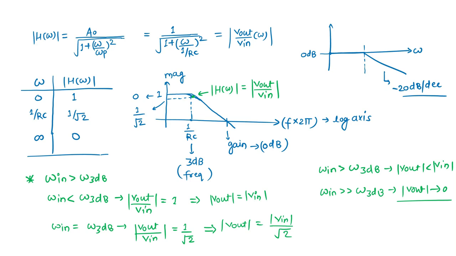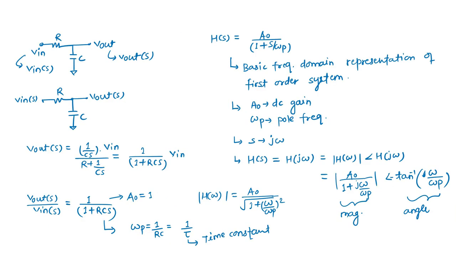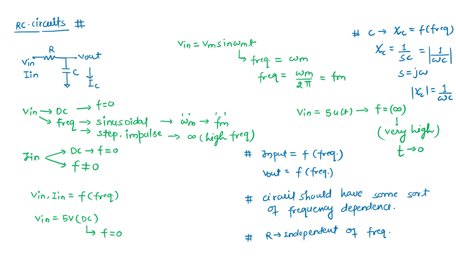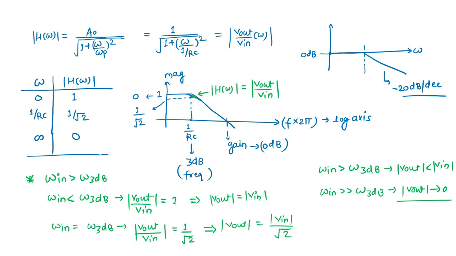So why I started in this way: if I am applying an input and the input has some frequency, my input is nothing but a function of frequency. Whether it is a DC input, meaning I am applying no frequency, or some AC input, a sinusoidal input, it has a frequency, let's say f of m. If I increase this frequency, even a sinusoid with a higher frequency will not give the output, because we are seeing that with increasing frequency, our output is attenuated.